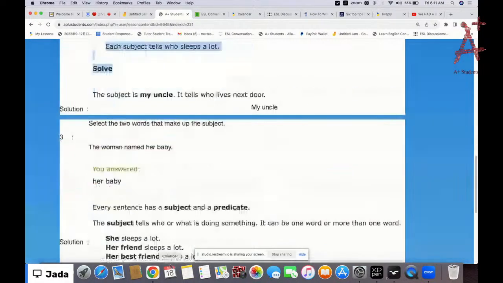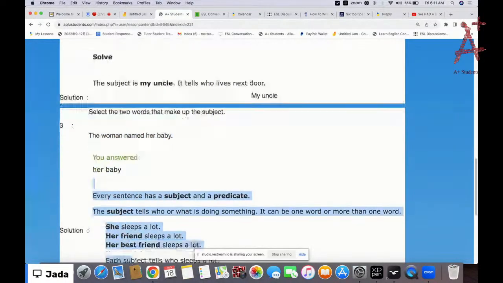Now we have some more examples here. It says select the two words that make up the subject. The woman named her baby. So now who is the subject? Who is naming a baby here? The woman. So she named the baby, so the woman is the subject.